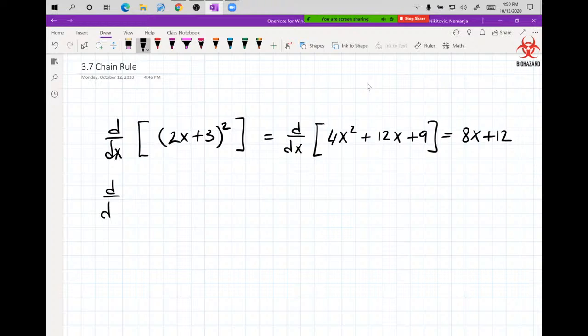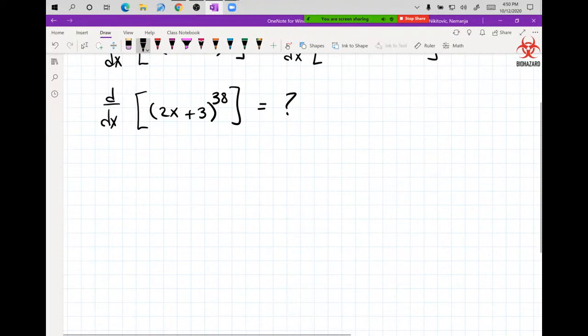But now if I ask the same problem and now I say the power is, let's say, 38, right? Are you going to sit there and FOIL this to the 38 power and go through that? It's not impossible, but it's going to take quite some time. The numbers are going to be ridiculously large, obviously, and you're not going to have too much fun. So how do we deal with derivatives like this?